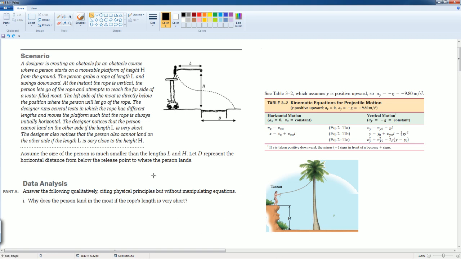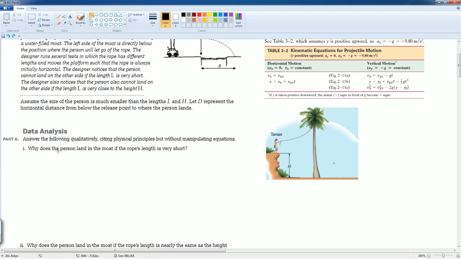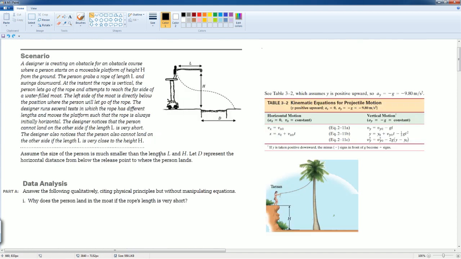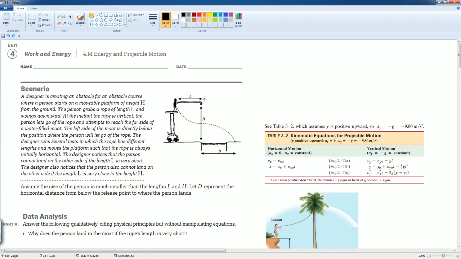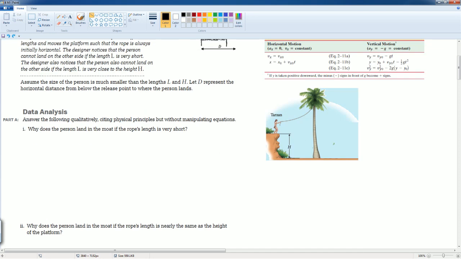All right? So let's answer the first one. Why does the person land in the moat if the length is very short? All right, so let's just take a look. If this is super short, do you see how it's super short? So he's going to swing and he still is going to fall down like this. Okay, it's going to be here. He swings. You see, too short. He's going to fall down. Right? Here's the explanation.